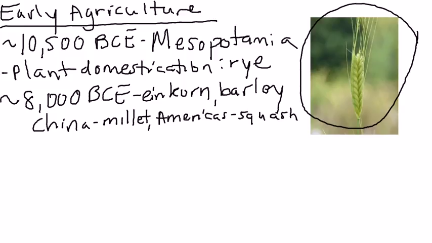It's not surprising that about this time we also see the development of mud brick housing, as well as the domestication of goats and sheep.